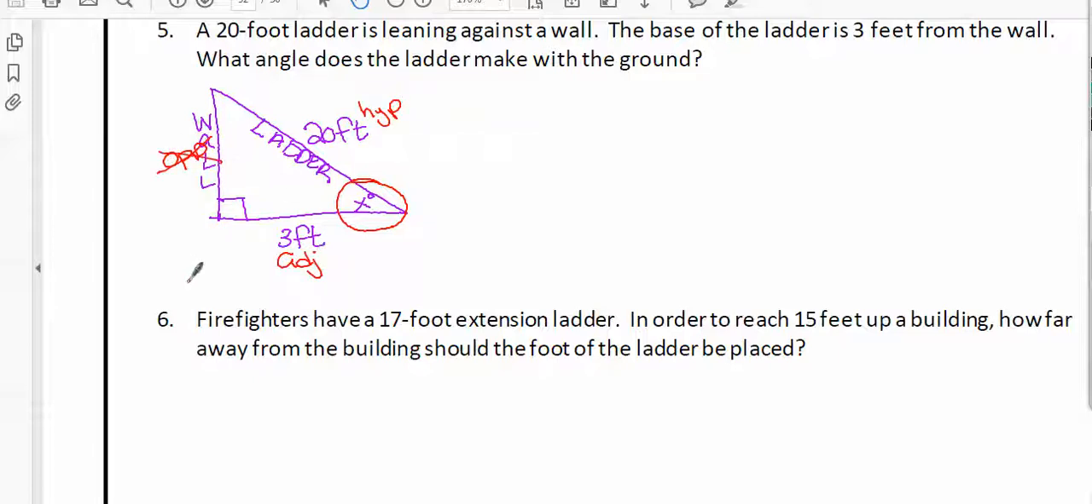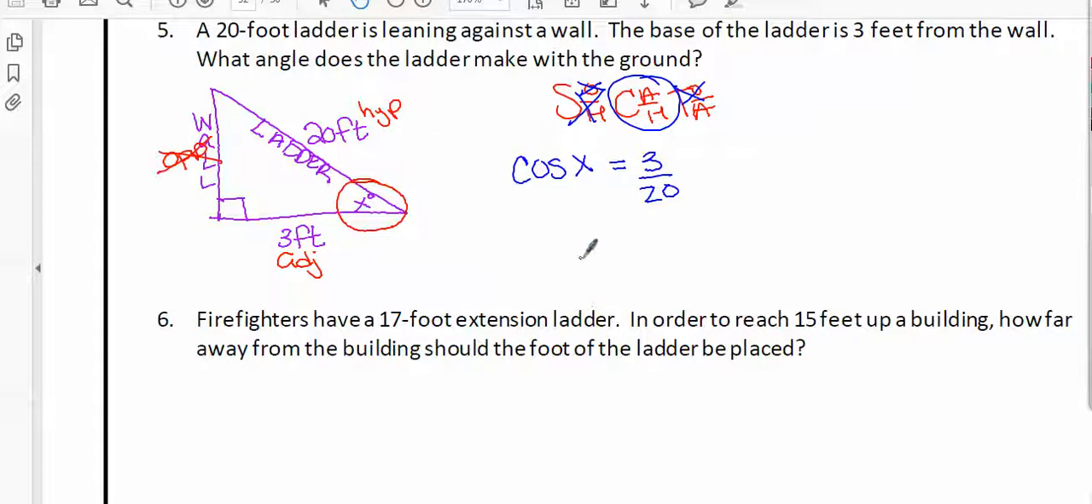I don't need my opposite, so let's look. SOHCAHTOA. I got rid of my opposite, so I'm going to be using CAH, or cosine. Cosine of x equals 3 over 20. So now I look at this and I say, where's my x? Where's my x? It's not over here. This is a trick question.